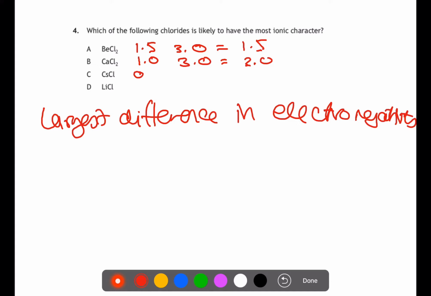Cesium is 0.8, chlorine is 3, so that's a difference of 2.2. And lithium is 1.0, chlorine is 3, so that's a difference of 2. The largest difference is therefore between cesium and chlorine. Cesium has the lowest electronegativity on the periodic table.